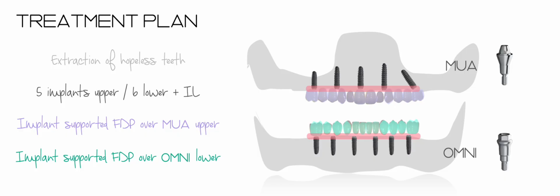So following a proper diagnosis, the treatment plan proposed for this patient was the extraction of all the remaining teeth, placement of 5 implants in the maxilla and 6 implants in the mandible, immediate loading of the implants, and as final restorations, full arch screw retained prostheses over multi-unit abutments on the maxilla and over OMNI abutments on the mandible.